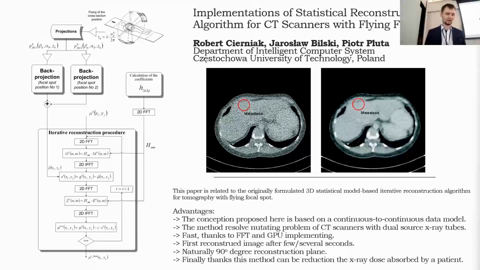Hello, I'm Peter. I will present an originally formulated iterative reconstruction algorithm based on a statistical model for flying focus spot tomography. This method is dedicated especially for low-dose CT scanners. We receive a first view in less than 10 seconds.